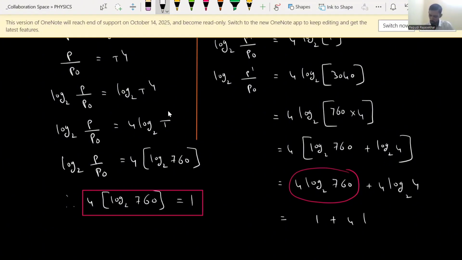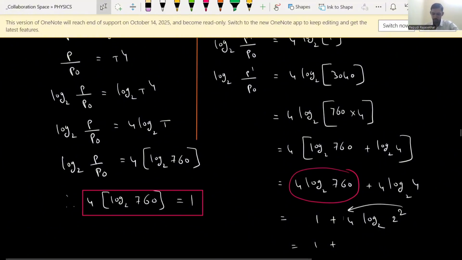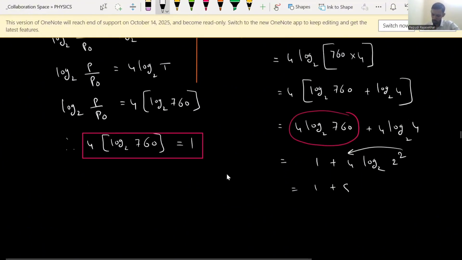I write 4 as 2 square. So this becomes 1 plus, and the 2 you can write here, so 4 into 2 becomes 8. So 8 log base 2 of 2, and log base 2 of 2 is nothing but 1. So 1 plus 8 equals 9. This should be the answer for the given question.